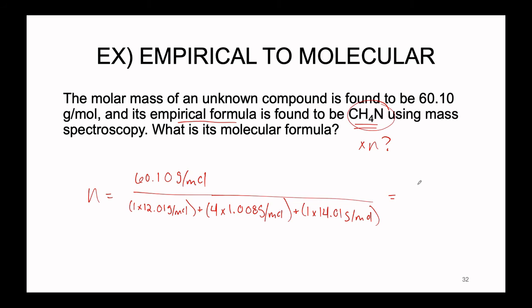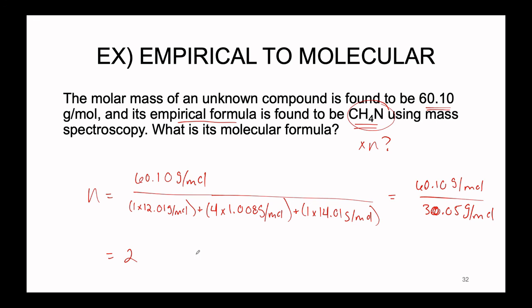Well, in this case, we're going to be taking 60.10 grams per mole and dividing it by the sum of everything in the denominator, which is 30.05 grams per mole, which is pretty obviously 2. Well, if your n is equal to 2, that means that each of these subscripts in your empirical formula must be scaled up by 2 in order to get to the proper molar mass for your actual unknown compound.